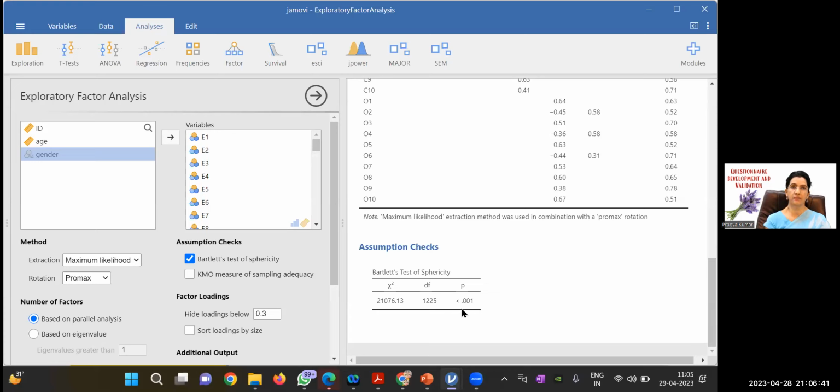So what is the p-value? The p-value is less than 0.01. So then can I perform EFA on this data set?